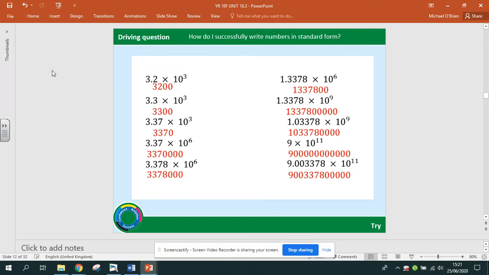9 times 10 to the 11th is 900 billion. 9.003378 times 10 to the 11th is 900,337,800. There's some numbers in there. What I suggest you do is you pause the lesson now and just check that you've written down the right number of zeros in each case. Once you've done that, please return to the lesson and we'll carry on.